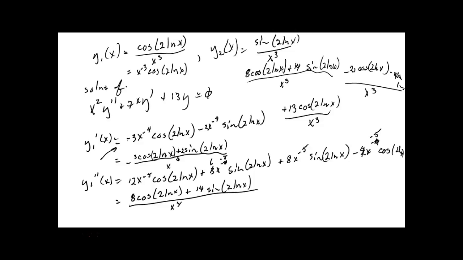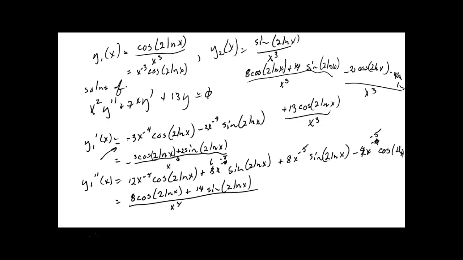Now, I'm trying to figure out why they start mentioning these coefficient functions here. Note that the coefficient function a2 of x is the x squared right here, a1 of x is 7x, and a0 of x is 13. They're all continuous on 0 to infinity, so everything's good there. And a2 of x is not 0 for every value of x. In fact, it's 0 for none of the values.